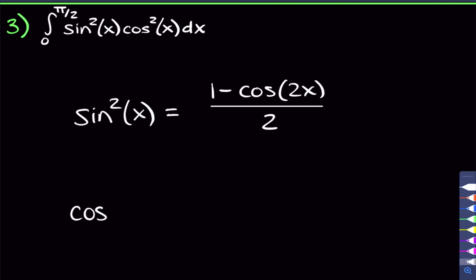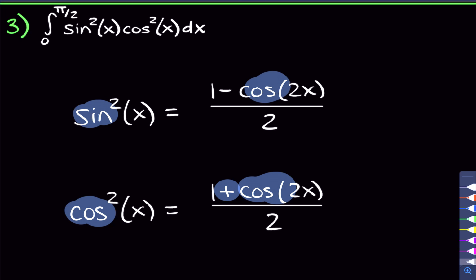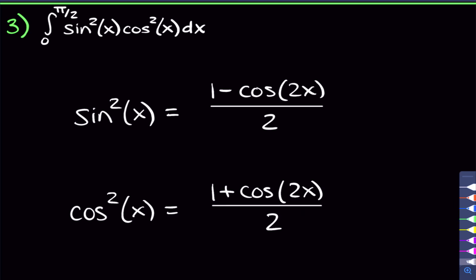And cosine squared is 1 plus cosine of 2x over 2. And how I remember these two identities is that they both look almost identical, they just have a difference of a sign. One has a minus, one has a plus. And how I remember which is I go, well, cosine and cosine match, so it's positive. And sine and cosine don't match, so it's a negative. So those are the two identities that we're going to be using here.